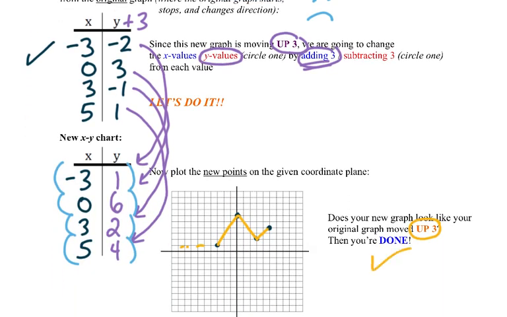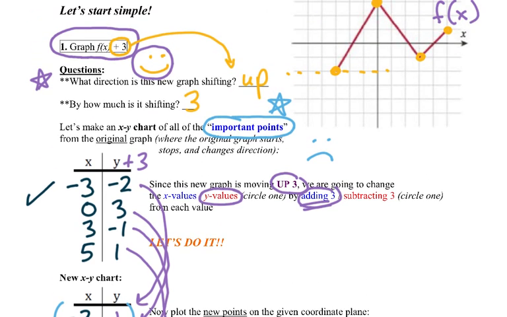We're done, and that's basically how these go. So we're going to make little XY charts of the points that are important, like we said, starting and ending points, and then any changing, increasing, decreasing points, little corners. And we're going to transform them according to what we see in the given problem. Ready? Let's try number 2.